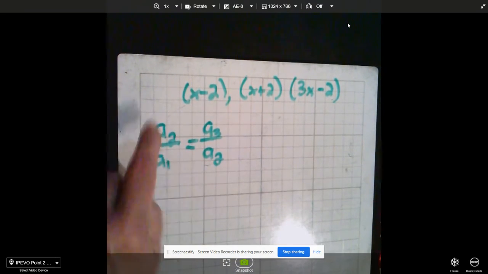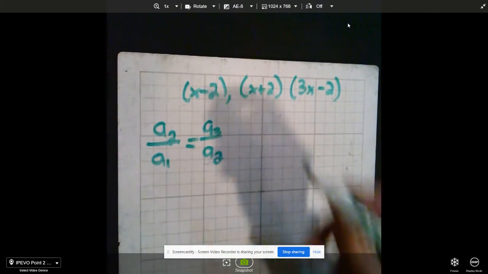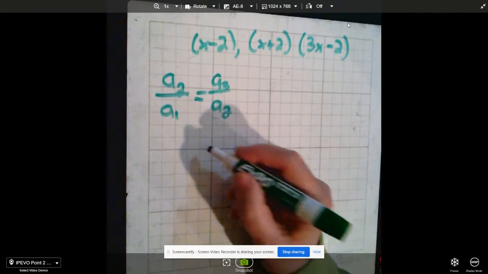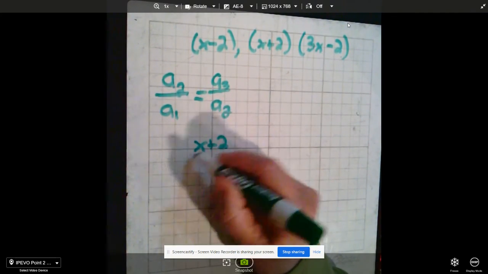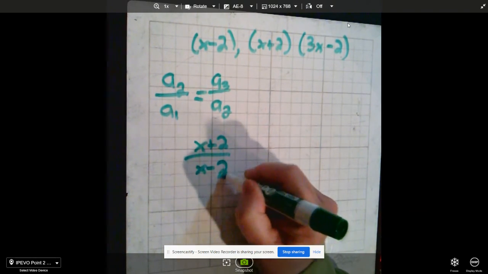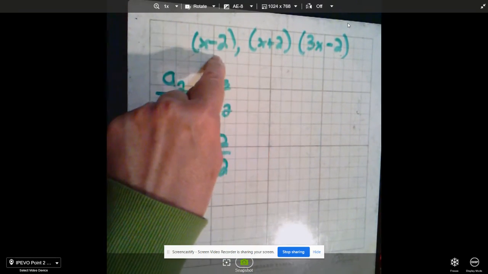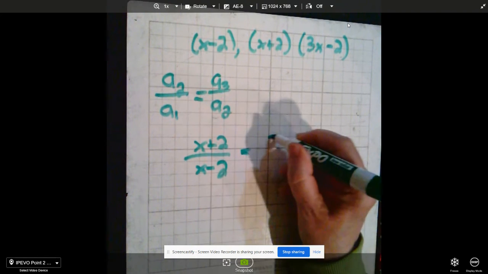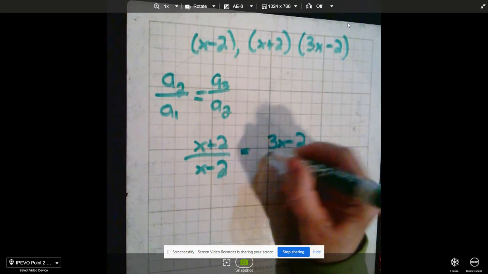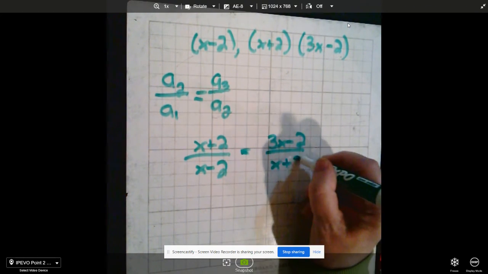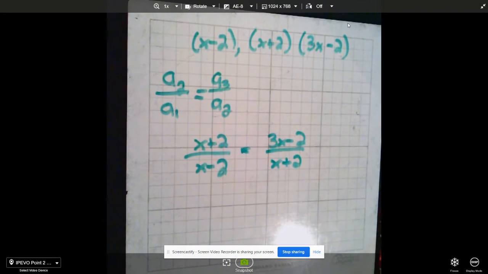So now that I have this, I can use this to set this up. So A2 would be, I'll do it down here, x plus 2 divided by x minus 2. So this guy divided by that guy has to equal 3x minus 2 divided by x plus 2. This guy divided by that guy.